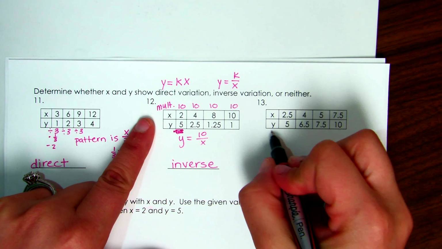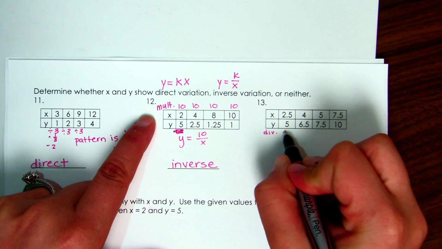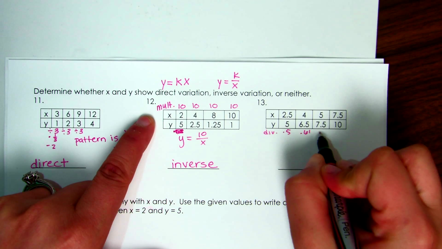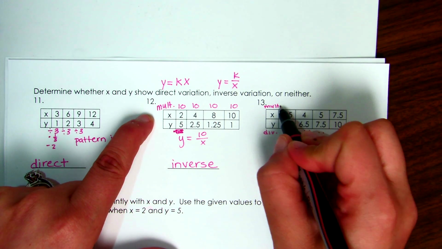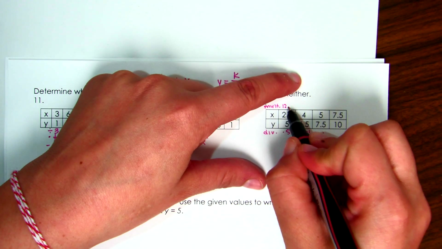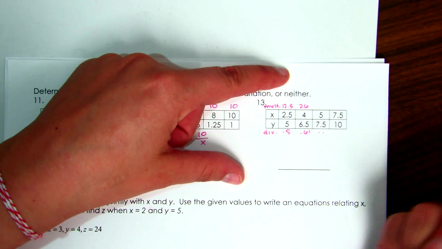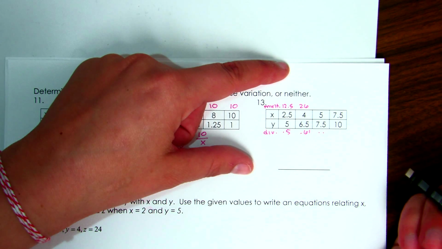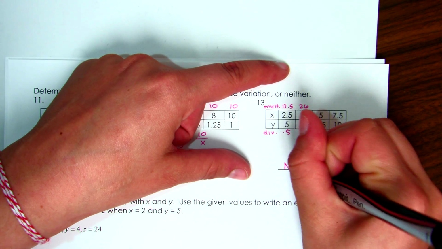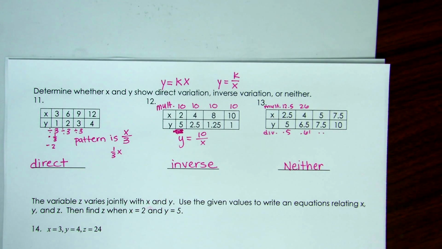Over here, number 13, if I divide them, I get 0.5, 0.61. They don't match. If I multiply them, I get 12.5, I get 26. They don't match. I can't multiply or divide by anything to make them match, which makes them neither direct nor inverse.